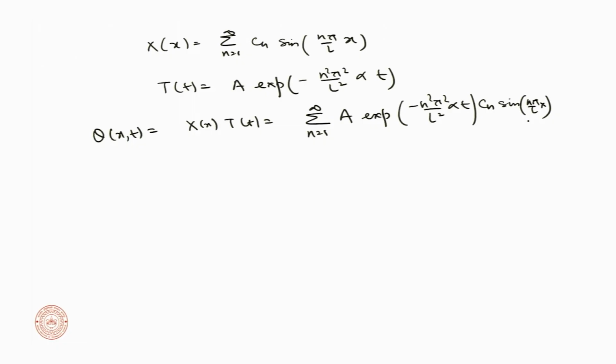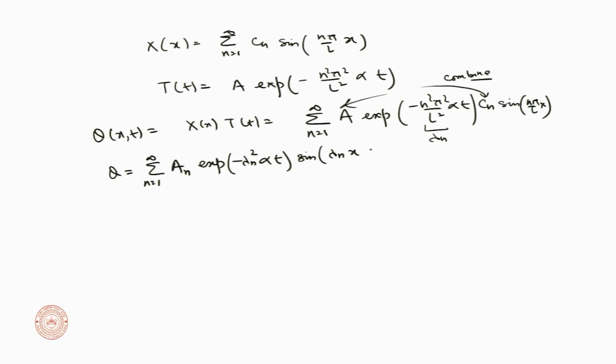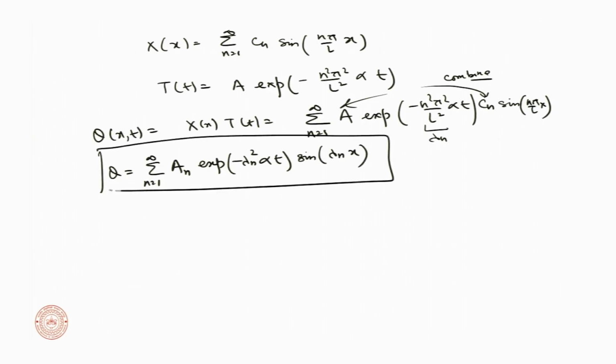Okay. It's a little bit difficult to write this n pi by L every time, so let us take it as lambda n for now. We can combine these two integration constants. So, we will have theta equal to the summation from n equals 1 to infinity of some A of n, just A into Cn, let us write A of n into exponential of minus lambda n square alpha t into sine lambda n into x. Okay. Now, we are down to one integration constant. This integration constant we need to get rid of, and here we will use our initial condition.